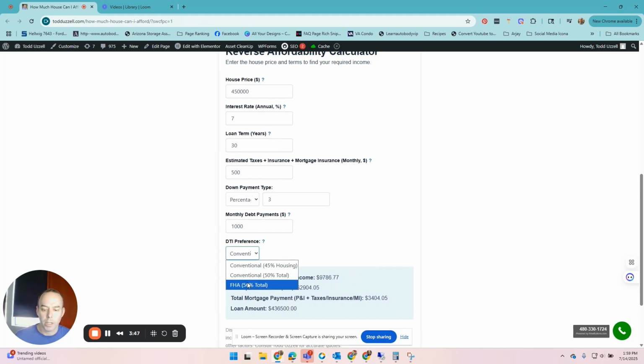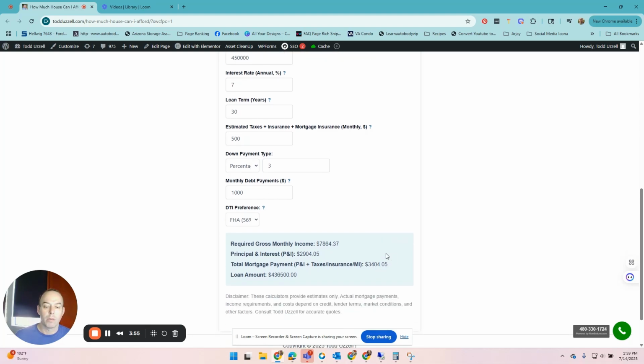So if we went FHA, that's going to change this a little bit because we can stretch this debt-to-income ratio. That means this number is less punitive. So now, same monthly payment, we're looking at $7,800 a month. So as you can see, FHA makes a difference.